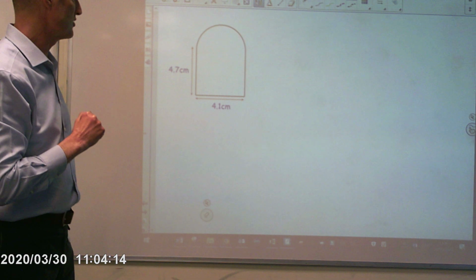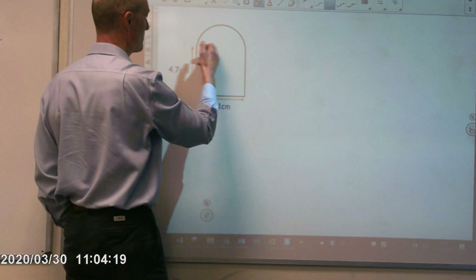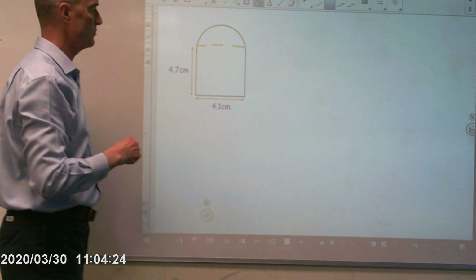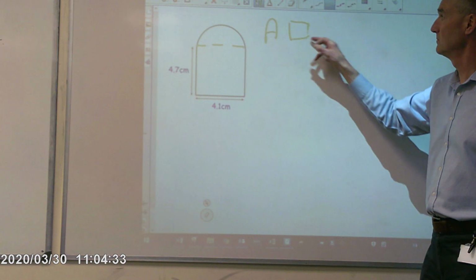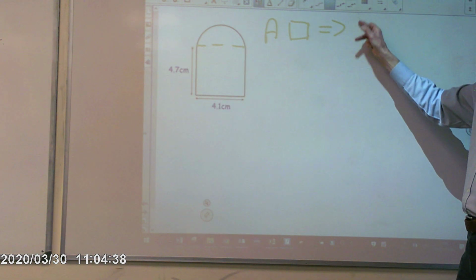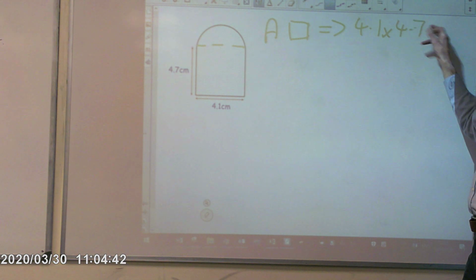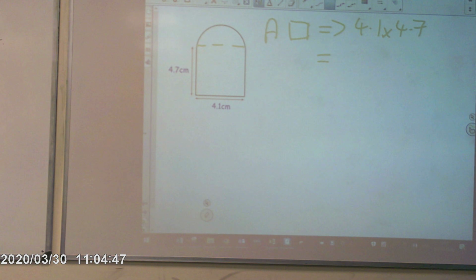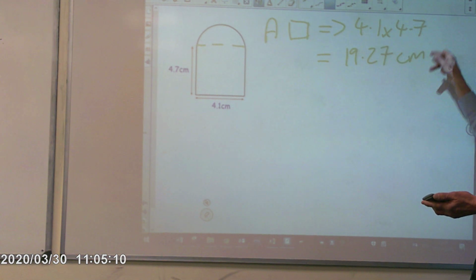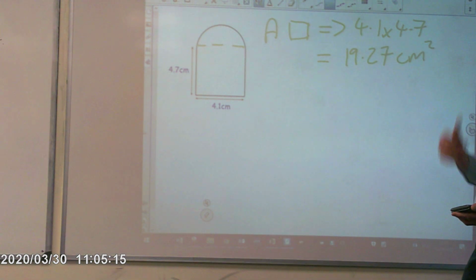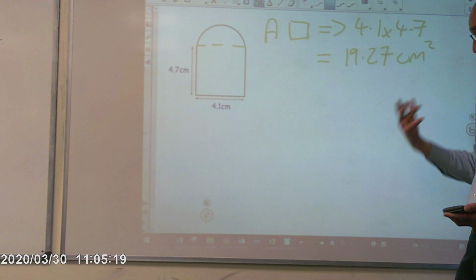Okay, working through the solutions for these problems. So we've got a rectangle and we've got a semicircle. So for the area of the rectangle, 4.1 times 4.7, base times height, gives us a result. If we use our calculator, 4.1 times 4.7, 19.27. 19.27 centimetres squared. Is that about right? 4 times 4 would be 16. It's going to be a little bit more than that, so 19.27, that's a reasonable answer.